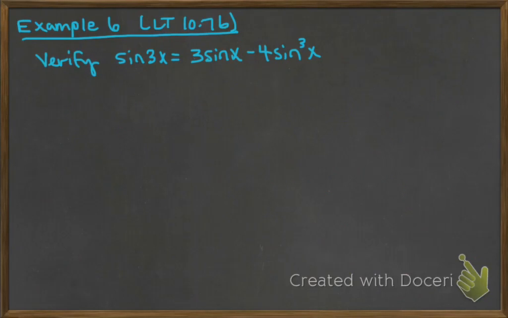Let's look at one more verify problem. So again, this is learning target 10.7b. I want to verify that the sine of 3x is equal to 3 sine of x minus 4 sine cubed of x. So with this one, I'm going to start on the left side with the sine of 3x.